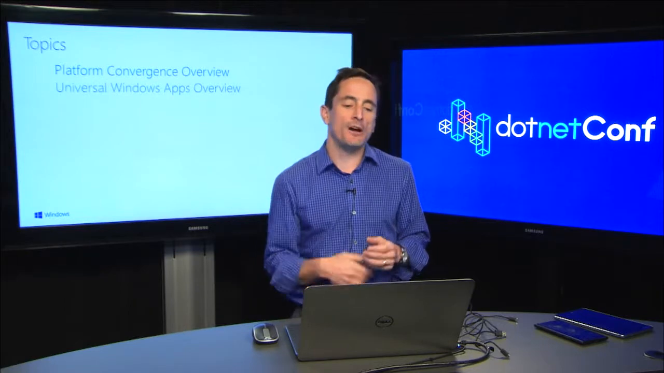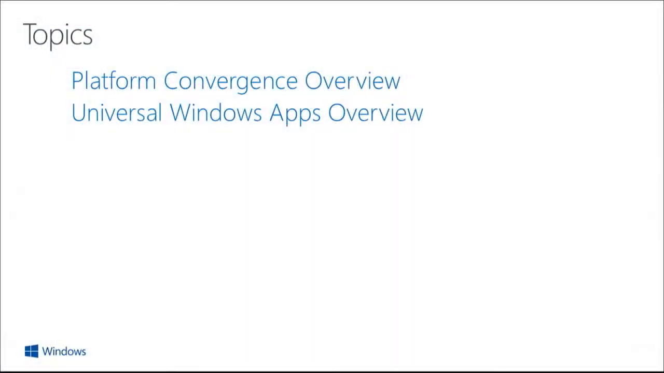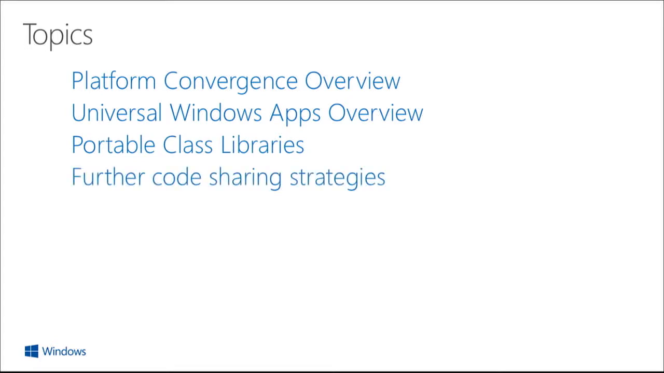Specifically, I'm going to talk about what it means that we've converged these platforms, Windows and Windows Phone. I'm going to talk about what universal Windows apps are and what it means for you as the developer. And I'm going to talk about portable class libraries as well. At the end, we'll talk a little bit about what other types of code sharing strategies there are that will be relevant for you. And there are some resources at the end of this deck as well.